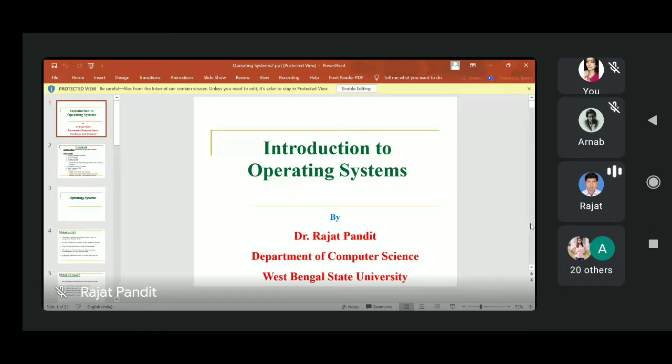But if you use the Linux or Ubuntu operating system, then you don't have to pay, because all the software is open source. It is available on the net. You can download it and use it. So virus attacks, software cost, everything is less with respect to Windows.